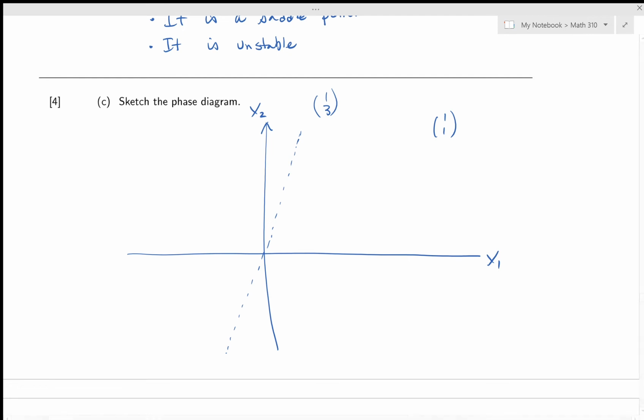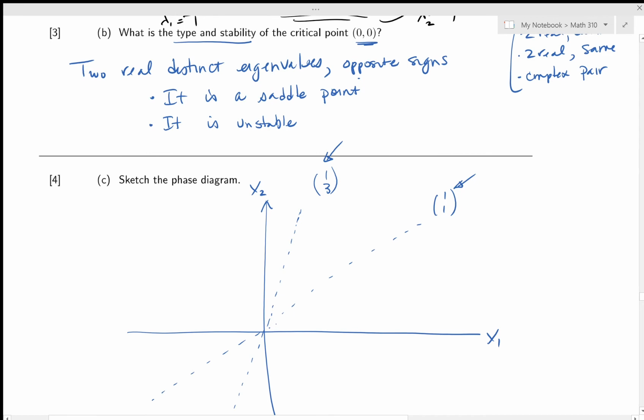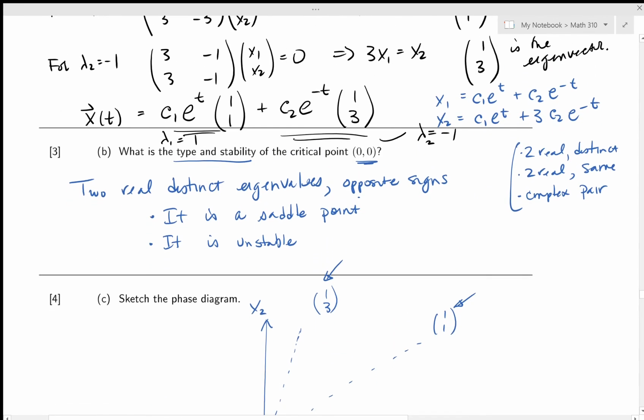x2 equals 3x1 for this one, and x2 equals x1 for this one. So I'm dotting that in. Then I put the arrows on, which direction am I going. I'm looking up, and I'm seeing here on this one, as t increases, this thing is going to be increasing, and then this one is going to be decreasing.